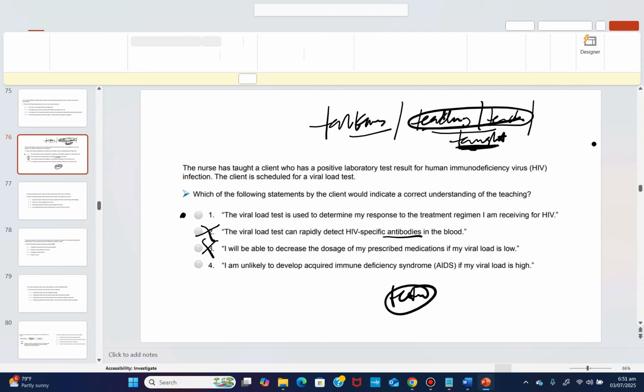Now, I am unlikely to develop AIDS if my viral load is high, right? That is also a wrong understanding, because your viral load can be high and you can still develop it. It depends on how you are managing the situation. So this is also a wrong statement. Now since we've crossed out two, three, and four, we're left with one. So definitely one is the answer, right?